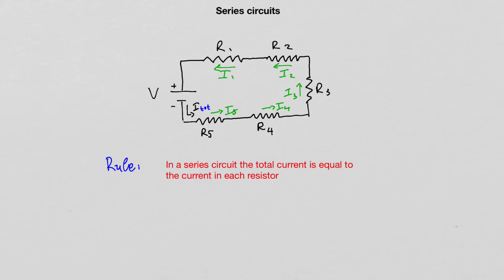And here is the first rule for a series circuit, and this is the rule for the currents in a series circuit. In a series circuit, the total current is equal to the current in each resistor. Or in other words, the current supplied to the circuit by the power source is equal to the current in resistor R1, is equal to the current in resistor R2, is equal to the current in resistor R3, and so on and so forth for however many resistors there are in that series circuit.